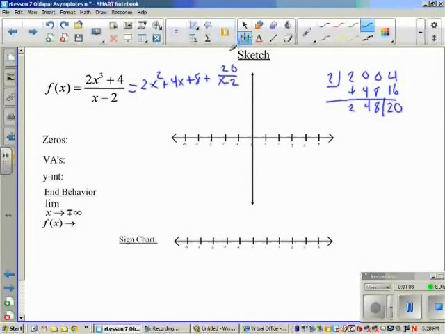All right, and we would call this our r of x. This is going to be relative behavior in the middle, and then the end behavior is going to be a result of what this guy does.